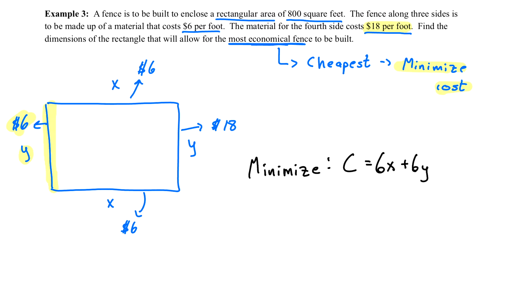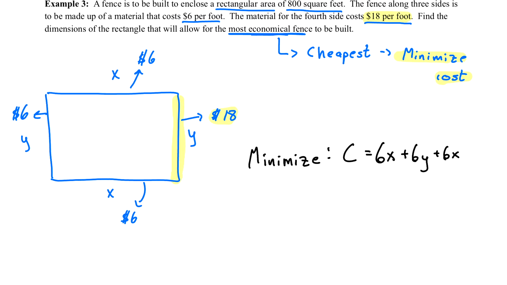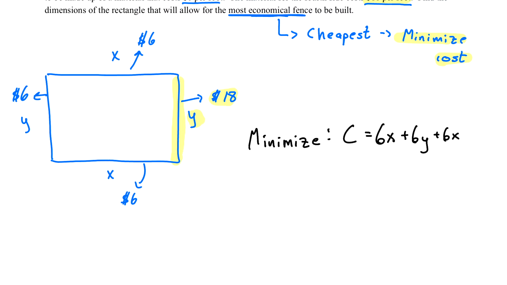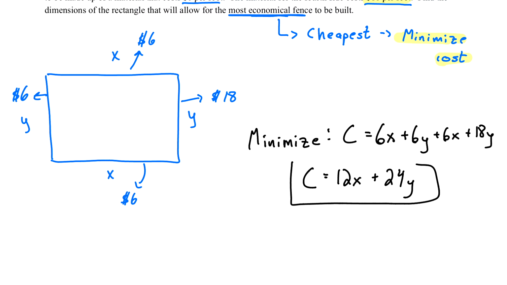If I want to know the total cost, I want to add the cost of these sides, and I'm going to continue with that pattern. The cost of the bottom part is $6 per foot by X feet, so we're going to add another 6X. The one thing that's different is the right-hand side, which costs $18 per foot. We've got Y feet there, so we add 18Y. Let me combine like terms here. C is equal to 12X plus 24Y. This is the function that we're going to try to minimize.